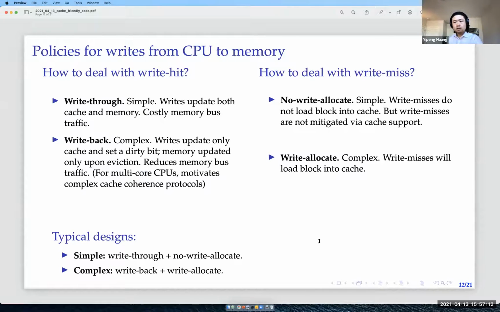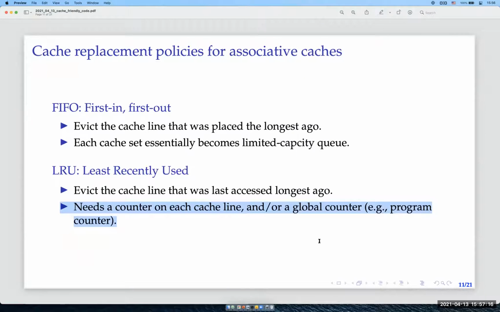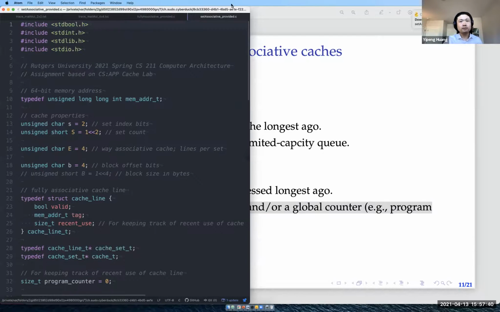So for the counter, do we just have something that increments, is that basically what it is, or is it something else? You can think about how you want to do it. So if we look at the provided code for set associative, so I'm opening the file in the set associative directory called set associative provided. This is for the third part of the assignment.